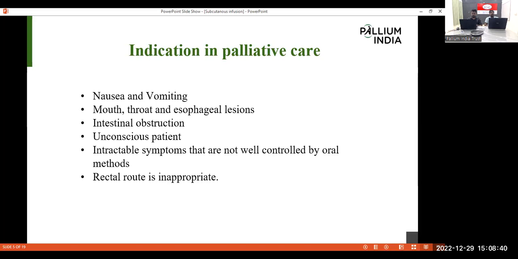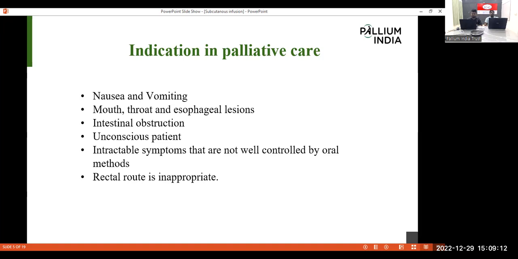Then unconscious patient. Don't judge the unconscious patient in the ICU setting. I am telling in the palliative care setting, if the patient is in the EOL stage, for maintaining the quality of life or for managing the symptom, if we need to give any type of infusion or injection, in such an end of life stage unconscious patient we can give injections or infusions subcutaneously. We can't give orally.